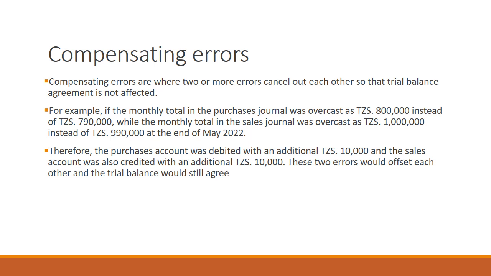For instance, if the monthly total of the purchases journal was overstated as 800,000 instead of 790,000, and the monthly total of the sales journal was also overcast as 1 million instead of 990,000 at the end of May 2022. Therefore, the purchases account was debited with an additional 10,000, and the sales account was also credited with an additional 10,000. So these two errors would offset each other, and the trial balance would still agree.